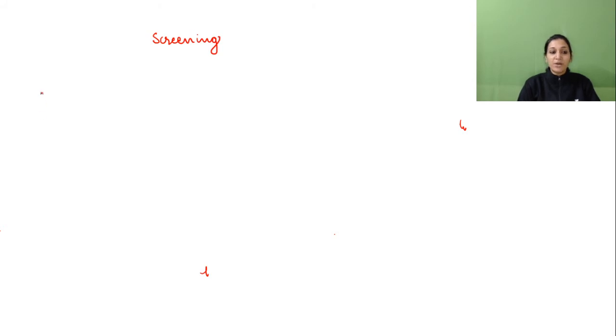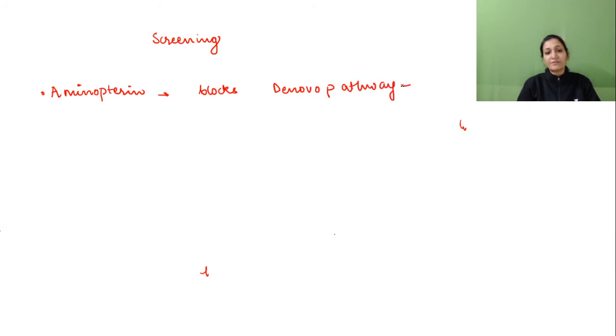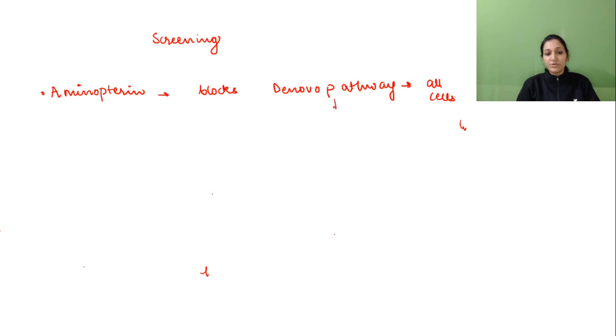Right? So the function of aminopterin, the middle one, A, is to block the de novo pathway. Now it blocks this de novo pathway in all cells. It is going to block the de novo pathway in the myeloma cells, and it is going to block this pathway in spleen cells. In all of them, it is going to block.